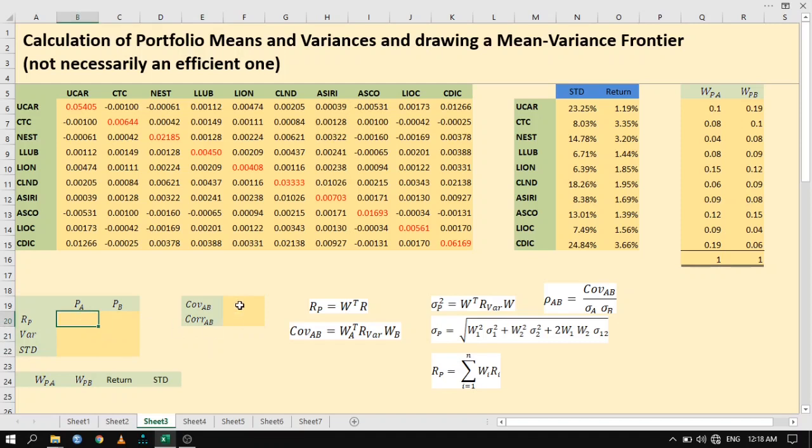In this cell, we are going to calculate the return of portfolio A. For this purpose, I am going to use matrix multiplication, which is another function that we can use in Excel. This is the formula that I am going to use: return of the portfolio is equal to weight transpose multiplied by the return vector. All of these things are matrices, so I'm going to add this function from Excel, which is called MMULT, that means matrix multiplication.